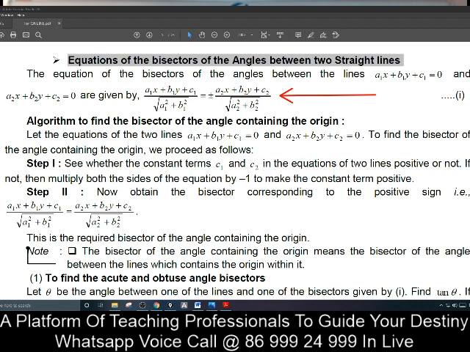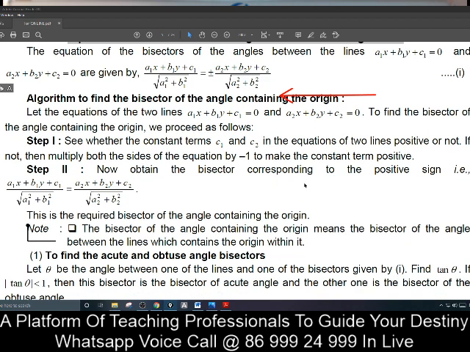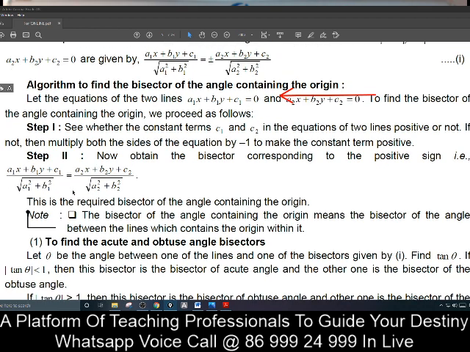Step 2: now obtain the bisector corresponding to the positive sign, that is plus. Plus contains the origin. The angular bisector containing the origin is the required bisector, by taking plus, when A1, A2 plus B1, B2 is greater than 0.